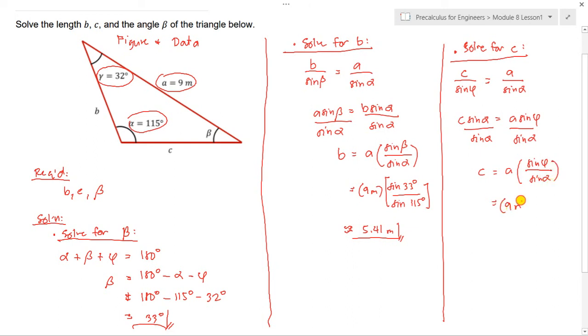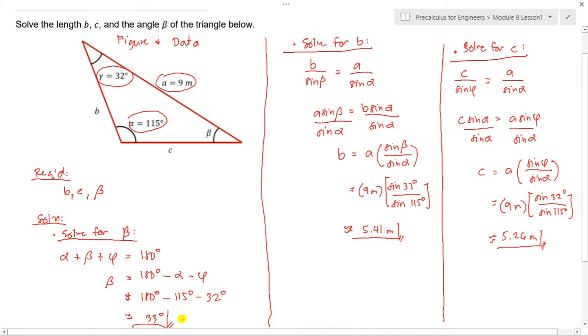Substituting the values, that is 9 meters multiplied by sine of, actually that is sine gamma pa diay, sorry, this is sine gamma. Gamma is 32 degrees all over sine alpha, 115 degrees. Now simplifying, C is 9 meters times sine 32 all over sine 115. The answer is 5.26, so approximately 5.26 meters. So therefore, nakuha na nato ang tulo ka mga gipangita, ang 3 ka mga requirements.